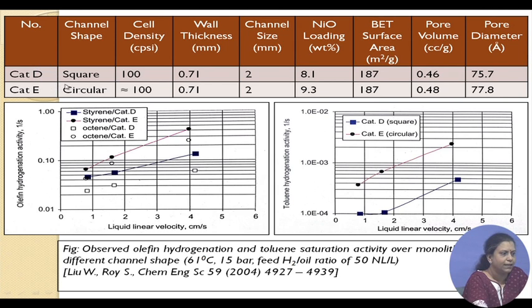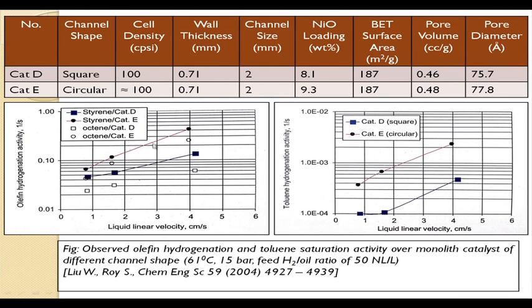They had used 2 particular catalysts, catalyst D and catalyst E as represented, and in these two graphs they have shown the conversion of olefin as well as the conversion of toluene. This is a fast reaction, this is a slow reaction, and it's interesting to see that firstly for both the cases the conversion rate or the activity increases with linear velocity as expected. This happens for all the cases.